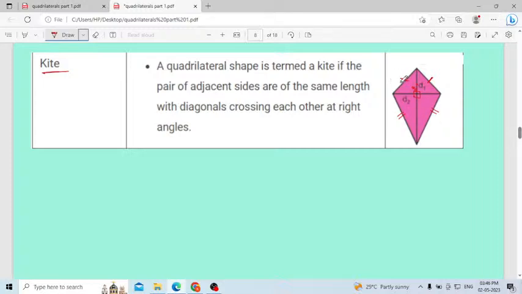Here also you have two adjacent pairs that are equal, not parallel pairs. Don't get confused. In the case of a kite, adjacent pairs are equal, not parallel pairs. Here this pair is equal to this one. Otherwise I will name them A, B, C, D. AB is an adjacent side. AB is equal to AD. Then BC is equal to CD. Adjacent pairs are equal.